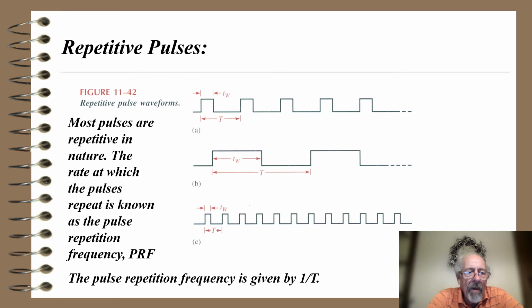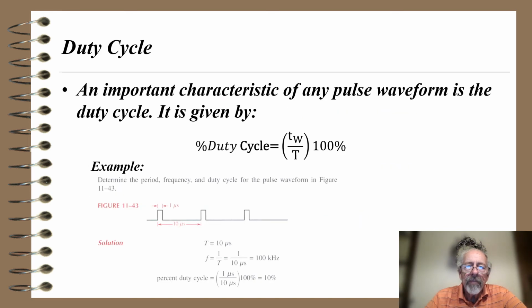So most pulses are repetitive in nature. The rate at which the pulses repeat is known as the pulse repetition frequency, or PRF. The pulse repetition frequency is given by 1 divided by T. Remember that reciprocal relationship between frequency and period.